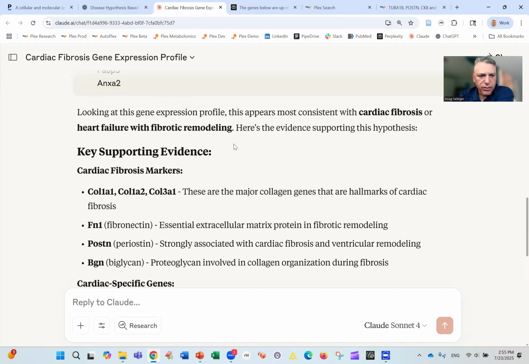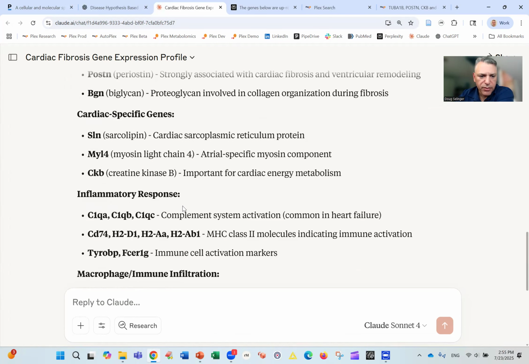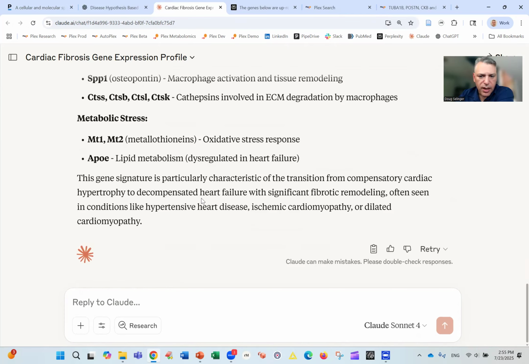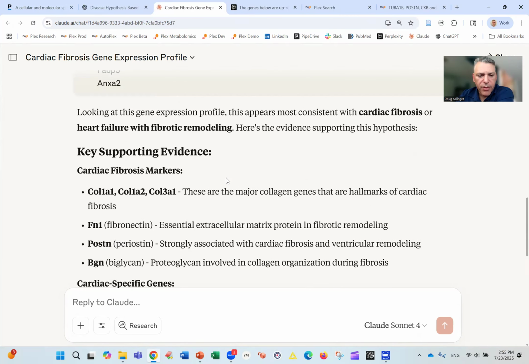If we go on to Claude, what we see here is we also get sort of fibrosis type phenotypes, heart failure, fibrotic remodeling, supporting evidence. There's fibrosis markers, right? Cardiac specific genes, inflammatory response, all of these things. And so it's again sort of in the area of fibrosis with different reasons, trying to support its logic, but nothing here specifically about Duchenne's muscular dystrophy.